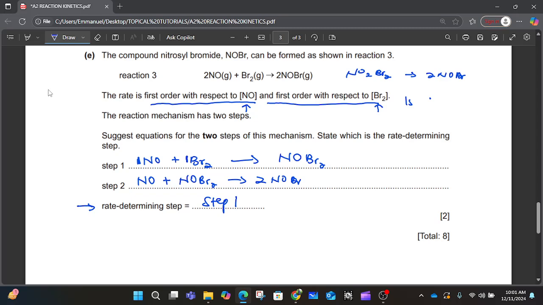Step 2 cannot be the rate determining step because in the question, we have not seen NOBr2. But the question has already told us the reactants we should be seeing in the rate determining step, which are NO and Br2.